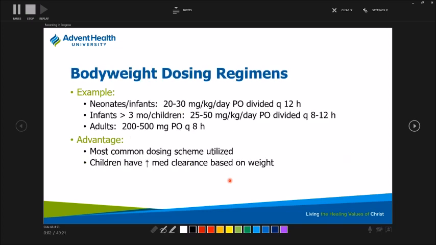I said body weight dosing is much more common, as you have become accustomed to. Again, keep in mind though, look at your dosing that you run into. Look at whether it's micrograms per kilogram, whether it's milligrams per kilogram per day, divided twice daily. Be very careful when you're looking at that.